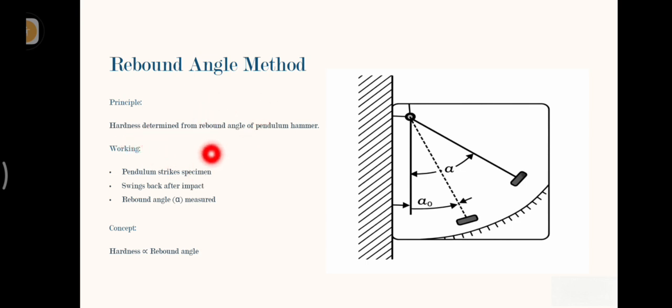The angle is the important thing. As I said before, in the pendulum working, we release the pendulum, it strikes, and it comes back. The rebounded angle is alpha naught. So the main concept is, if the rebounded angle is very high, it will be a harder material. Suppose the rebounded angle is very short like this, then it will be a softer material.